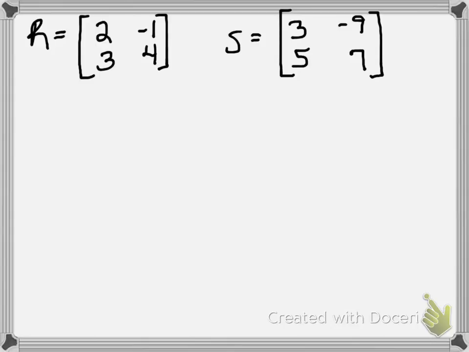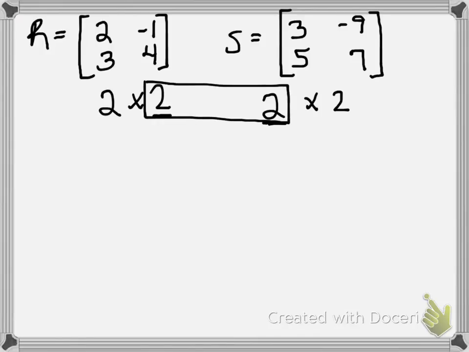So what I mean by that is if you look at matrix R, it's a 2 by 2. 2 rows, 2 columns. In the second matrix, matrix S, it is also a 2 by 2. It has 2 rows and 2 columns. Now, I know I can multiply these because these middle numbers are the same. They're both a 2 by 2. The number of columns in the first matrix is equal to the number of rows in the second matrix. So I'm going to go ahead and multiply them.